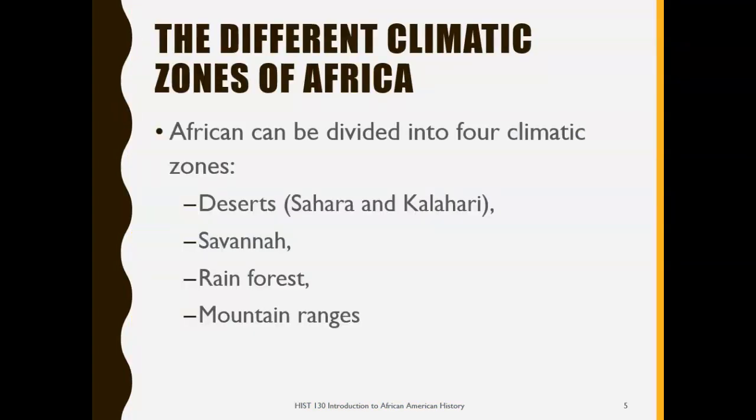With regard to the different climatic zones in Africa, these are zones based on the prevailing climate in the area. So Africa can be divided into four different climatic zones. Other people may find more than that, but these are the main climatic zones in Africa. First, you have the deserts. Then you have savanna. Africa is actually covered by this so-called savanna for the most part. And then you have the rainforest and the mountain ranges.